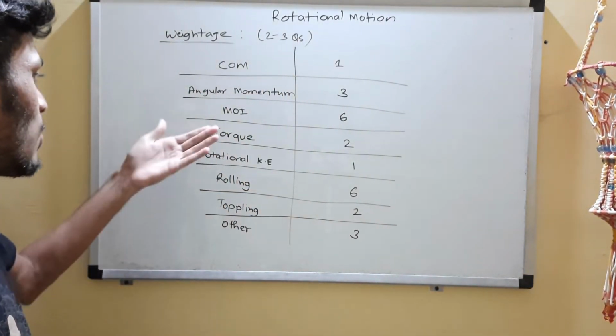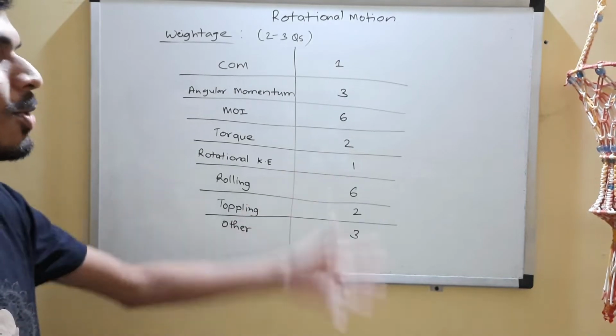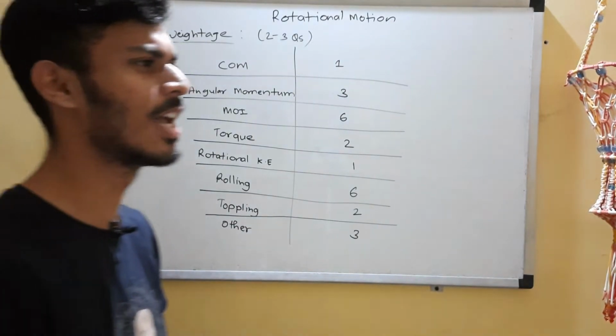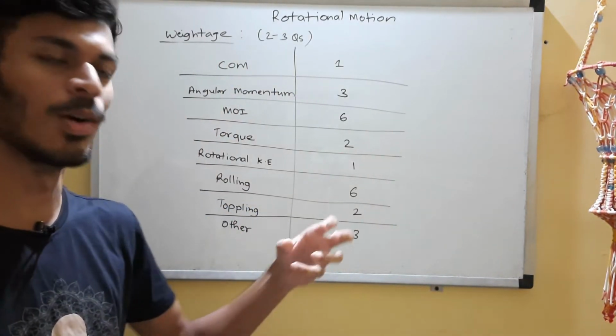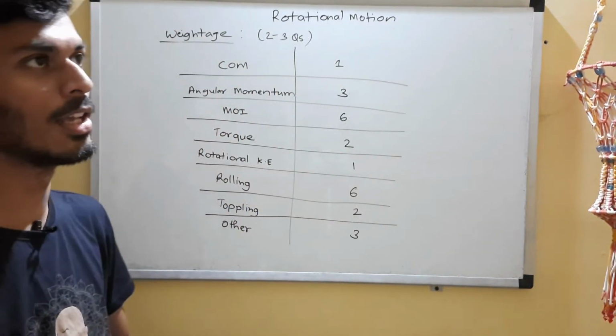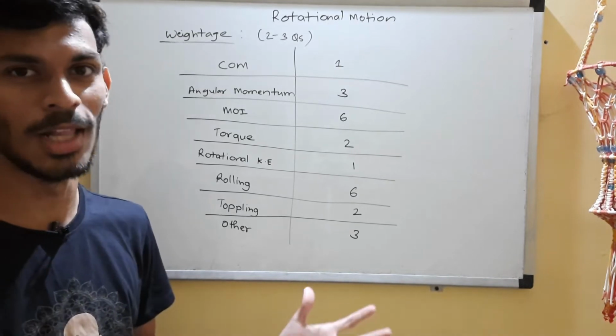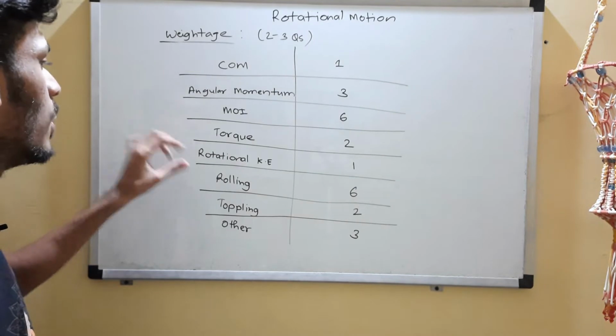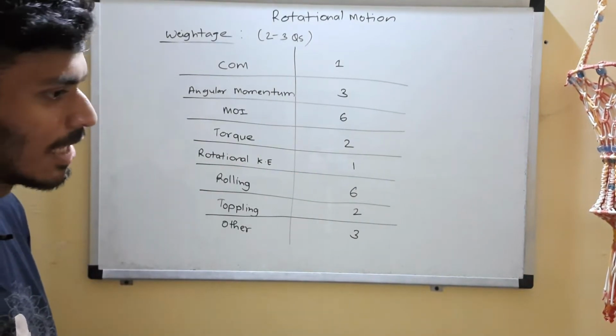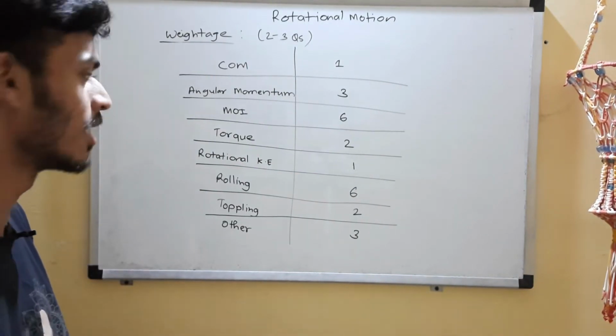So the next topic is torque. From torque, only 2 questions were asked, and these questions were directly formula based. Either you were asked to use torque equals r cross F, or maybe just use the formula torque equals I alpha, something like that, formula based questions. Then only one question on rotational kinetic energy, which is half I omega square.